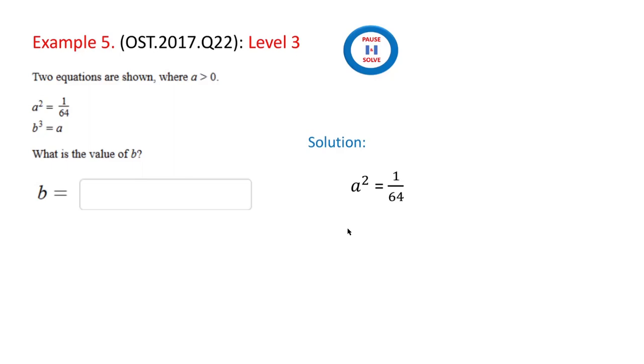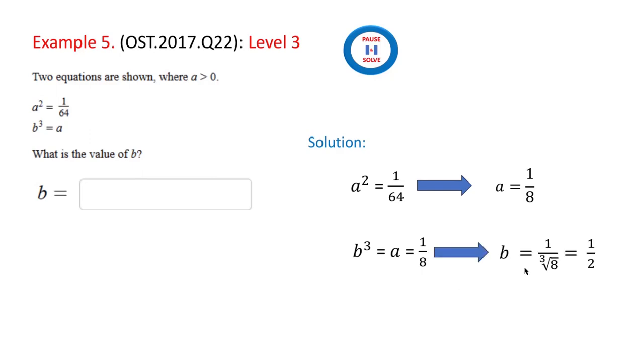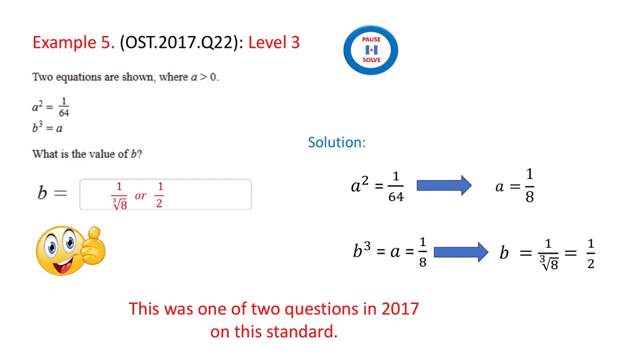So solutions, a squared is equal to 1 over 64. Easily, a is equal to 1 over 8. I did not take the negative answer because it says a is positive in the question. Now I put b cubed is equal to a, equal to 1 over 8. b is 1 over the cube root of 8, which is 2, so 1 over 2. So you can answer this way or this way, and you're done. This was one of 2 questions in 2017 on this standard.